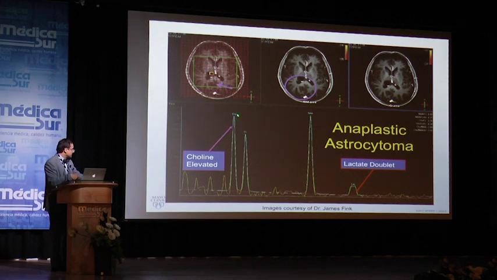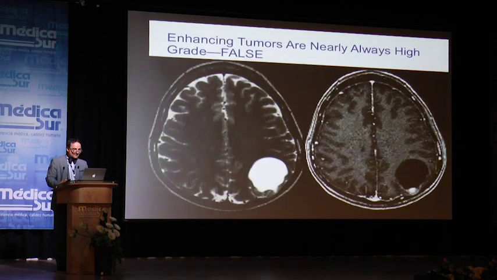And based on the size of the choline peak and the choline creatinine ratio, this has been consistent with high-grade tumor, which on biopsy was shown to be an anaplastic astrocytoma. Another question that I asked you was, are enhancing tumors always high-grade?